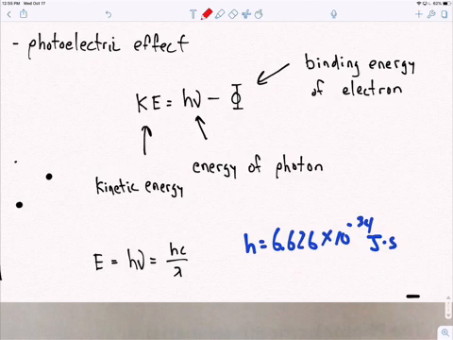Makes sense? So if I put 1,000 joules at something and something flies off at 300 joules, that tells me it's being held onto with a force of about 700 joules. So that's what this is saying: the kinetic energy, the leftover energy of the electron, is equal to the energy of the photon minus how strongly it was bound.